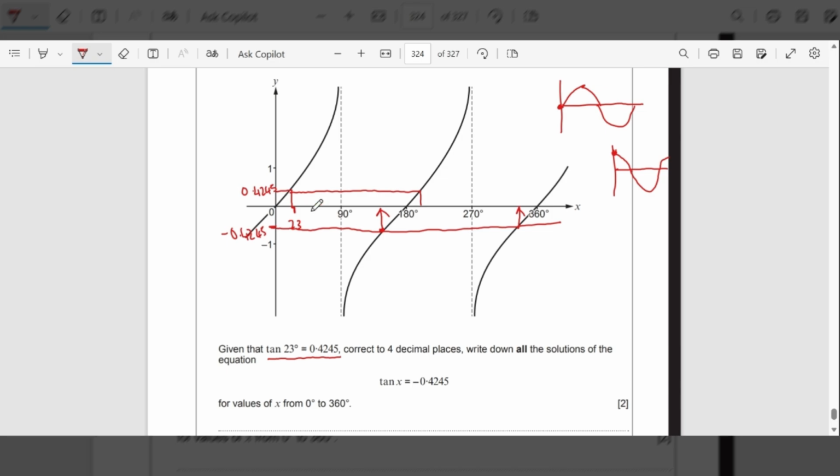Let's split this up. So the first number they gave me was 23. Take that away from 90, I get 67. Then we've got 67, 23, 23, 67. So the two numbers that are going to give me these are 90 plus 67, which is 157. And the other one over here is 270 plus 67, which was 337. Okay, so it's the same thing. It's just with a tan graph.